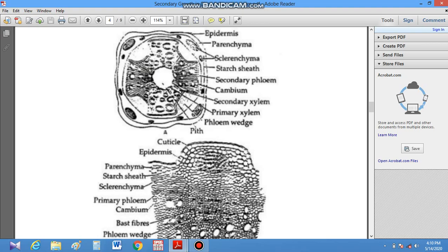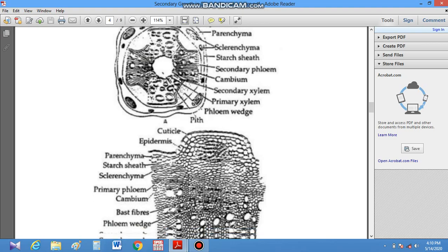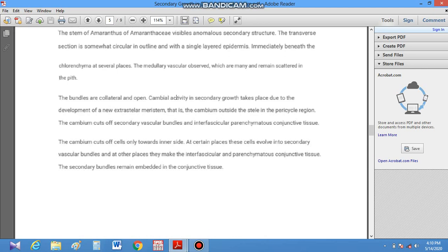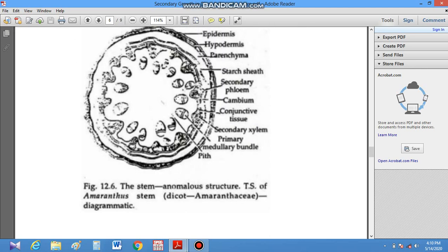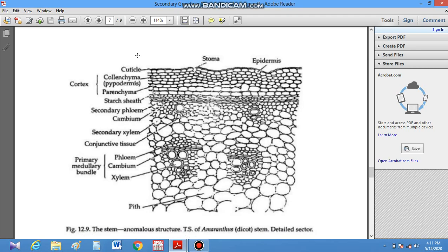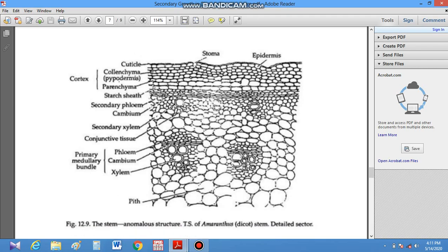In another example, we can study the Amaranthus plant. In Amaranthus, due to the activity of abnormal cambium, there is a formation of conjunctive tissue, and the secondary phloem is embedded in it. There is a formation of a ring of medullary bundles in the large portion. We can understand this in the diagram: there is a cortex, a starch sheath, and a secondary phloem which is embedded in the conjunctive tissue.